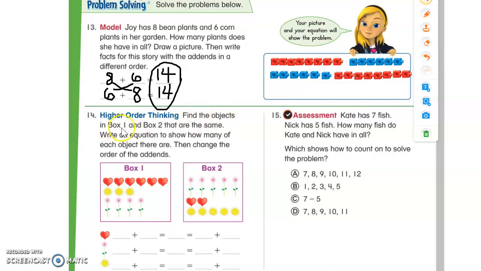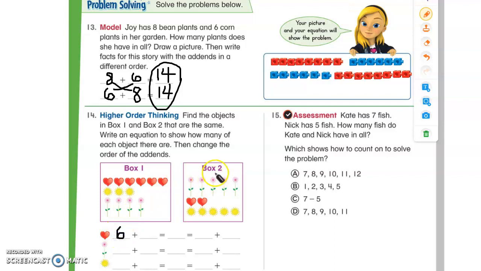Find the objects in box 1, here's box 1, and box 2, here's box 2, that are the same. Write an equation to show how many of each object there are. Then change the order of the add-ins. So I would look in box 1 for how many hearts. I have 1, 2, 3, 4, 5, 6 hearts.